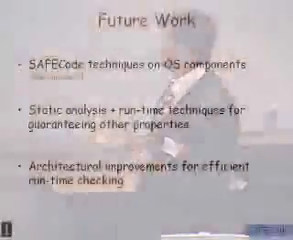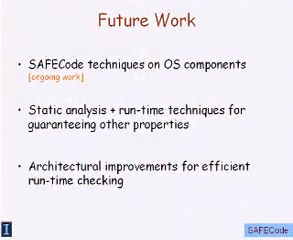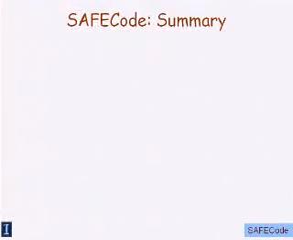And I want to work more on guaranteeing other properties using static analysis plus runtime techniques, like protocol errors or data races. And as I've hinted at in the DSM work, I'm also interested in looking at architectural improvements for efficient runtime.